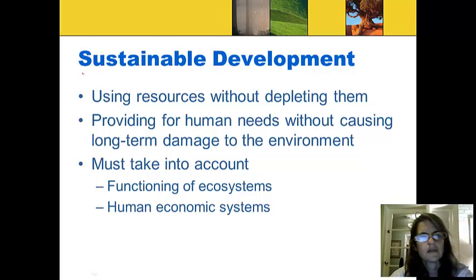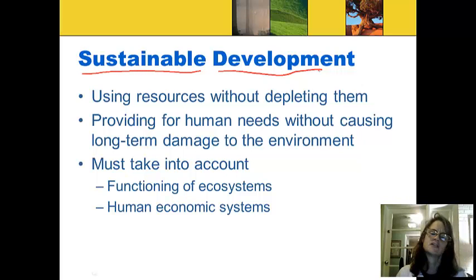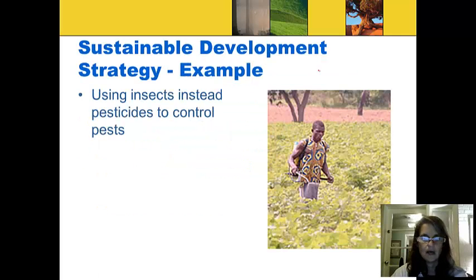That brings us to a discussion of something called sustainable development. All that means is using resources without using them up, without depleting them, providing for the needs of people, while also recognizing that the environment is not just a bottomless pit of stuff for us to use and use and use. So you've got to take into account how ecosystems work, and also, of course, what humans need to survive and flourish. Okay.